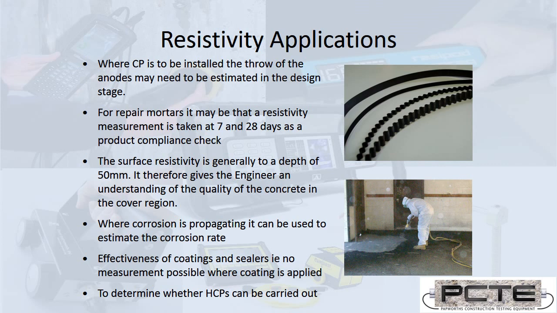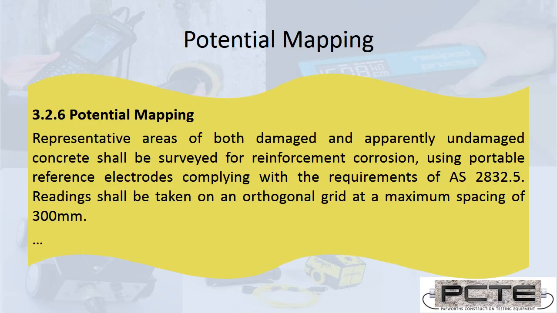If you are using surface measurements, they are going to be limited to the first 50 mils approximate of the concrete surface. And there are some relationships between corrosion rate occurring in concrete based upon the resistivity measured in that concrete. For potential mapping, they're specifically referring to mapping out what's known as the half-cell potential. They call out an Australian standard here, 2832.5, and they specify a maximum spacing for measurements.